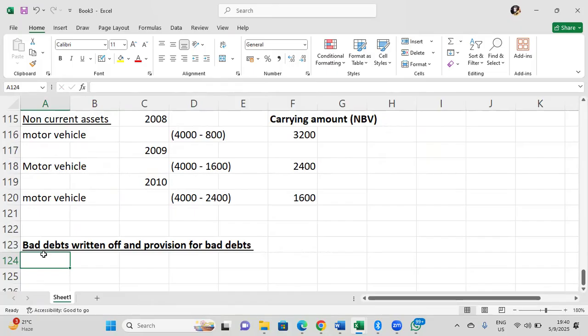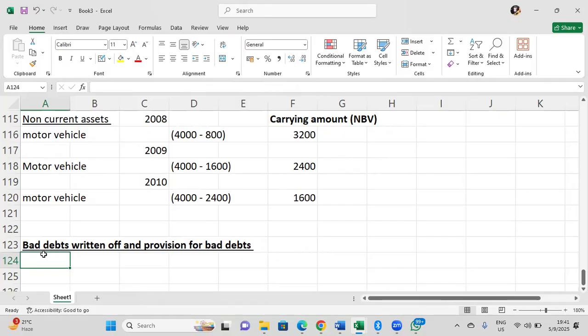So let's understand first the difference. Starting with bad debts, these are the customers whom we think are not able to pay us. The conditions present are showing that they are not able to pay. So those are bad debts. We are not expecting to receive anything from them, so these bad debts are written off. It means we are sure they cannot pay. But the provision for bad debts is an estimate.